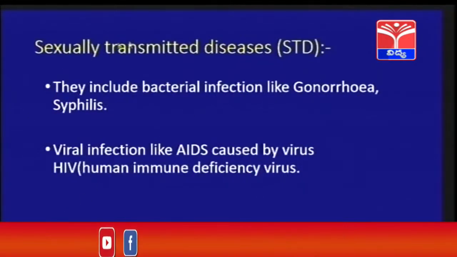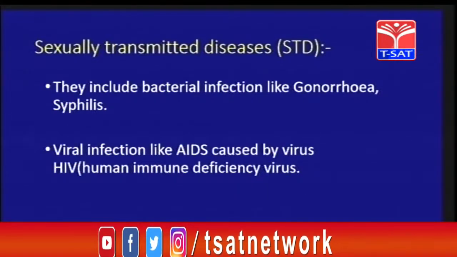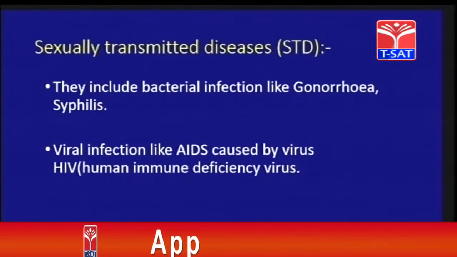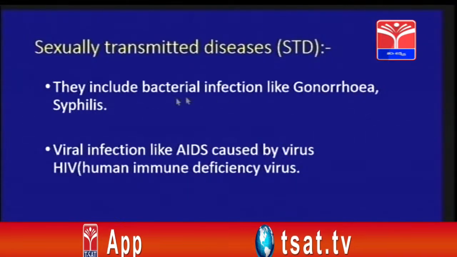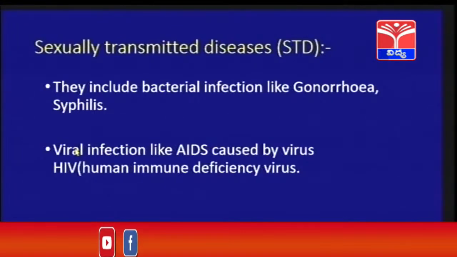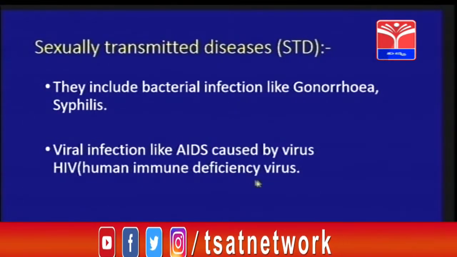Sexually transmitted diseases. Children, sexually transmitted diseases means the diseases which are transmitted to the other person during sexual intercourse, and these include bacterial infections like gonorrhea, syphilis, and viral infections like AIDS, which is caused by the virus HIV. The full form of HIV is Human Immunodeficiency Virus.